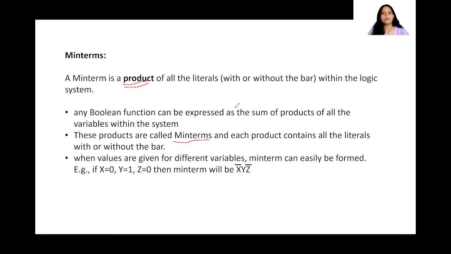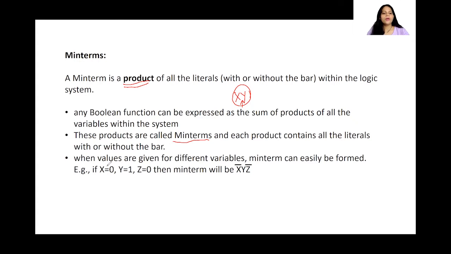What do you mean by product? Product is nothing but AND operation. If I say x, y, this is a logical product, multiplication. So it is an AND operation between the literals. Whenever they say products, it means AND operations. These products are called min terms. Each product contains all the literals, with or without the bar. That is a condition in a min term, that it has to have all the literals, whether it has a bar or not.